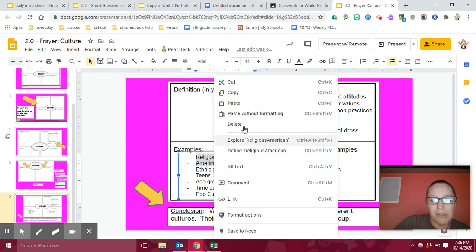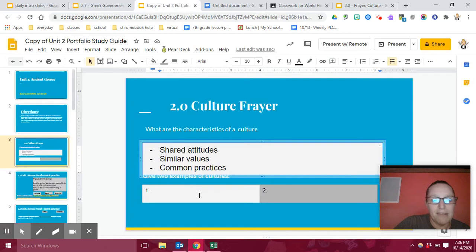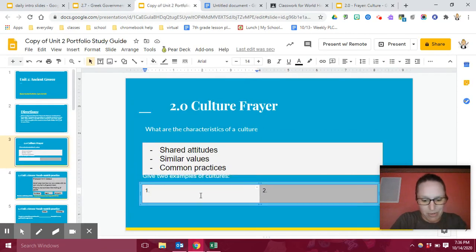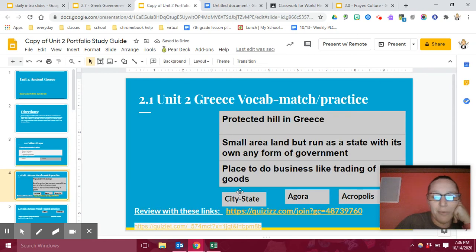So I'm going to grab 2, copy those, and paste them in. I can put religious and I'm going to put American over here. But again, you don't have to use the ones that I am. As I go through, I'm going to go to each slide. Like this one is just a drag and drop to where these should go. If I don't know the answer, I'm going to look it up in my notes or Google it. Then I'm going to play this quizzes.